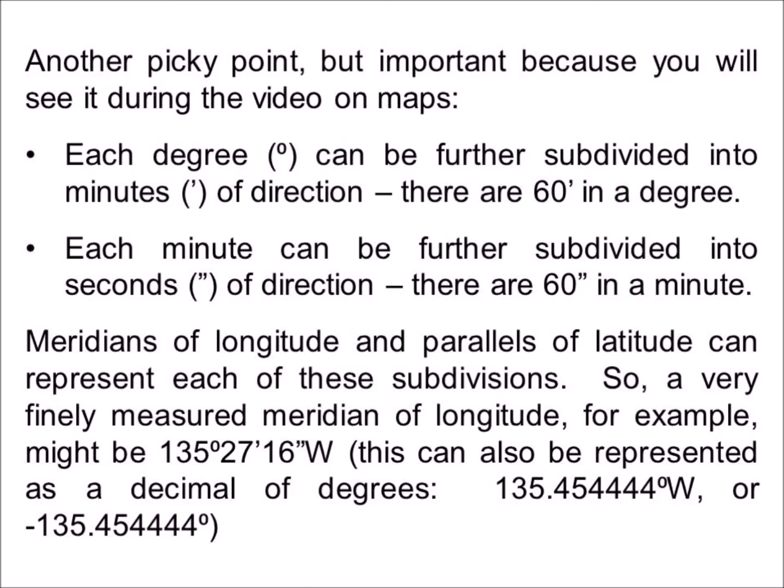Meridians of longitude and parallels of latitude can represent each of these subdivisions. So, for instance, a very finely measured meridian of longitude might be 135 degrees, 27 minutes, 16 seconds west. This could also be represented as a decimal of degrees, 135.454444 degrees west, or, because it's west longitude, minus 135.454444 degrees. Sooner or later, you are going to see these types of designations.